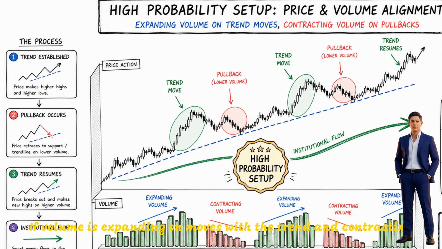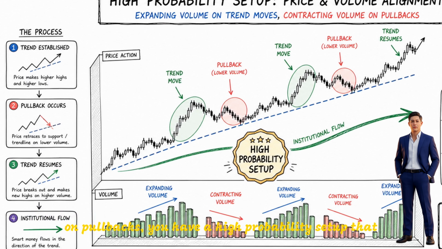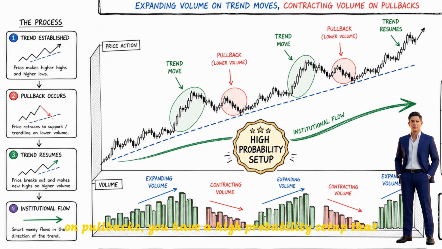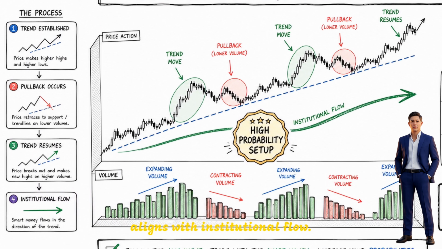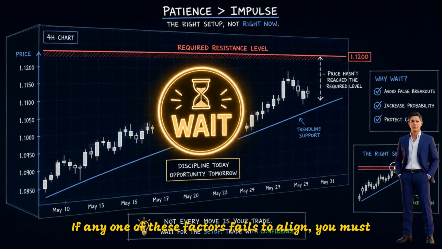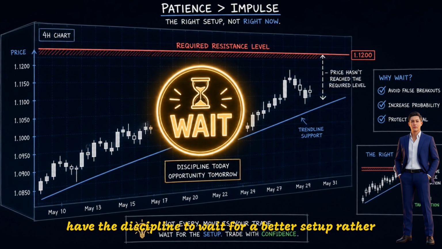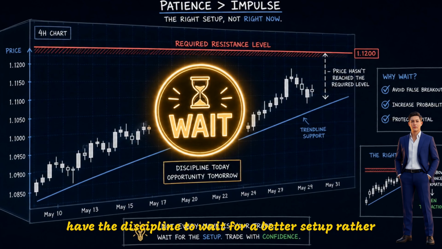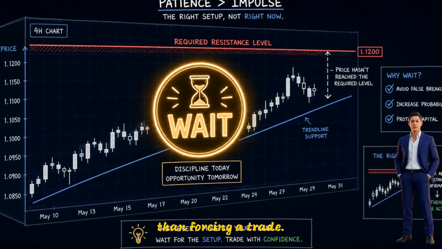If volume is expanding on moves with the trend and contracting on pullbacks, you have a high probability setup that aligns with institutional flow. If any one of these factors fails to align, you must have the discipline to wait for a better setup rather than forcing a trade.